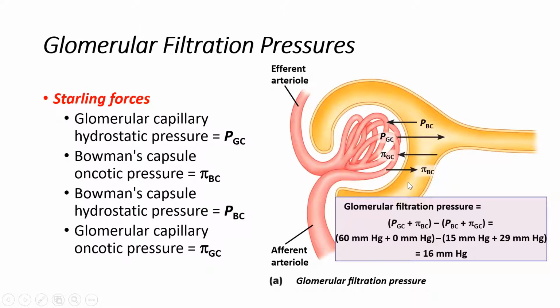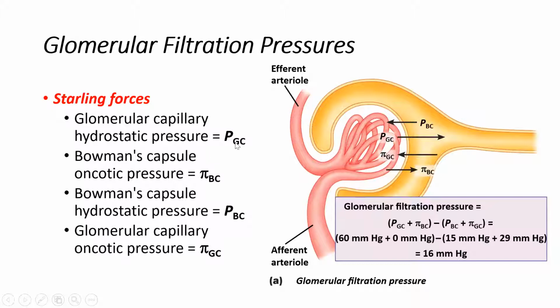Okay, if we get into some of the kidney disorders where there's disruption to this membrane and proteins start to spill into the urine, that's where you may see differences here. But under normal, healthy circumstances, there should be no protein in the urine. There should be no protein in this space. So this value, the Bowman's capsule oncotic pressure, should always be zero.